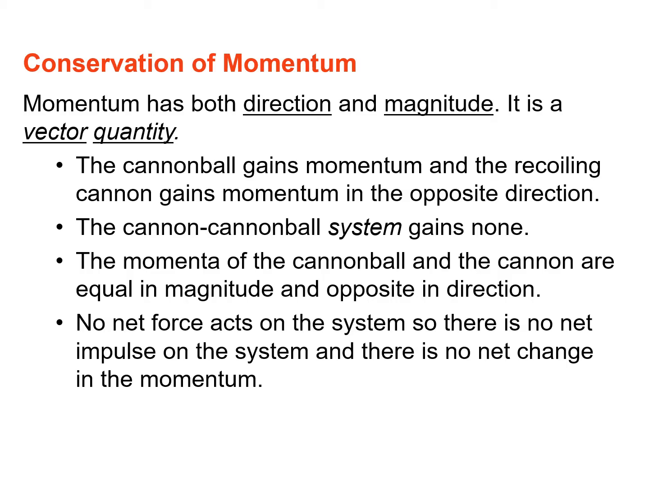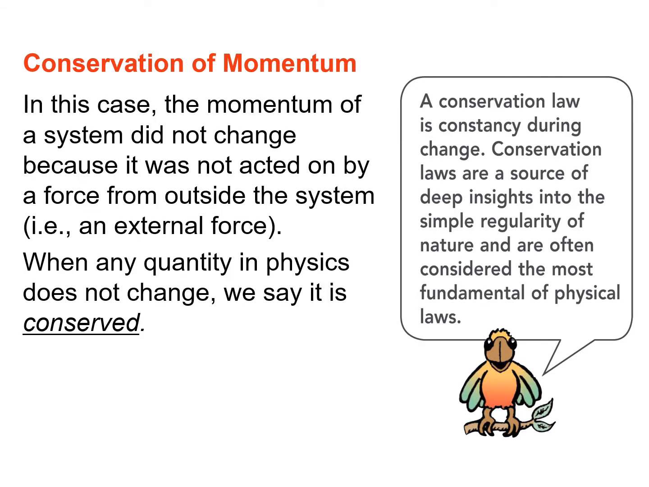Since no net force acts externally on the system, there is no net impulse on the system, and therefore there is no net change in the momentum. Big idea here, the momentum before and the momentum after the action is equal. So whenever we have a system that has a property before and a property after remain the same, we call that a conservation action. So if a quantity in physics does not change, we say it is conserved.